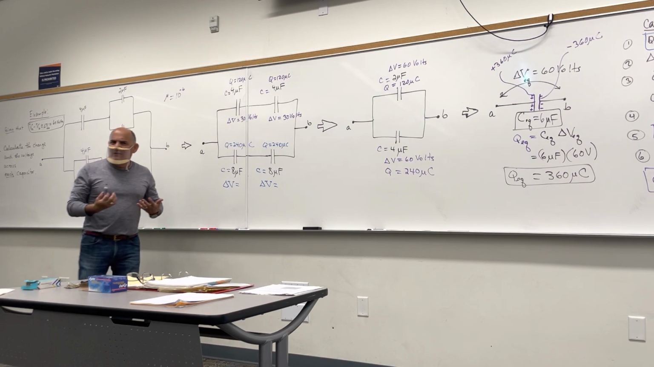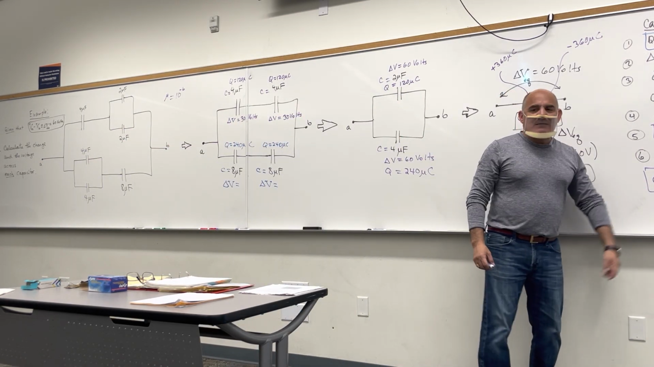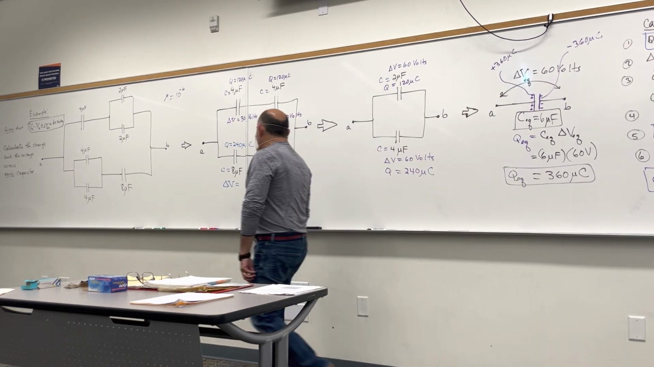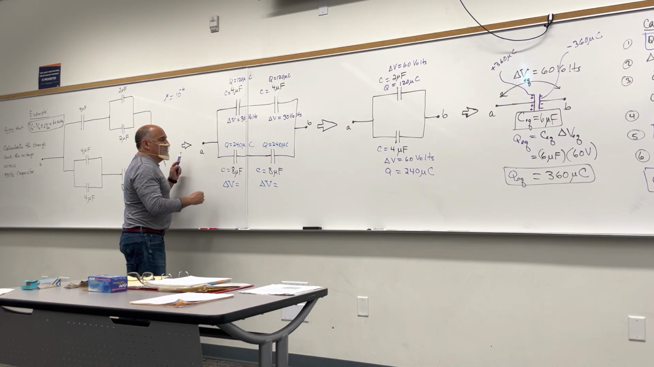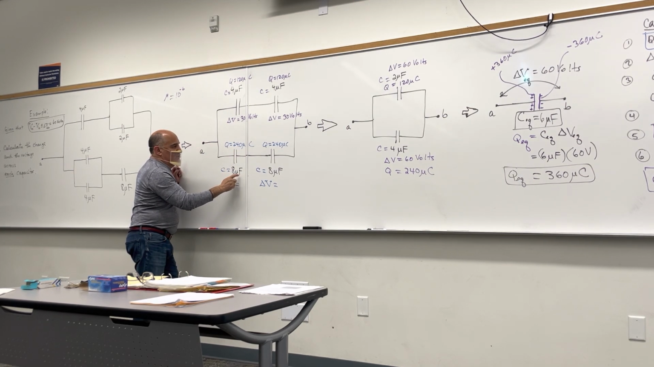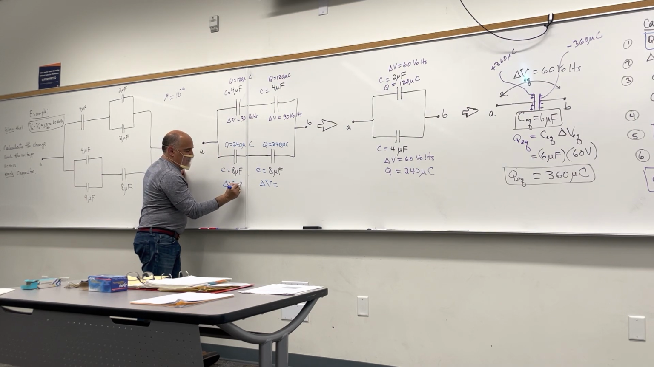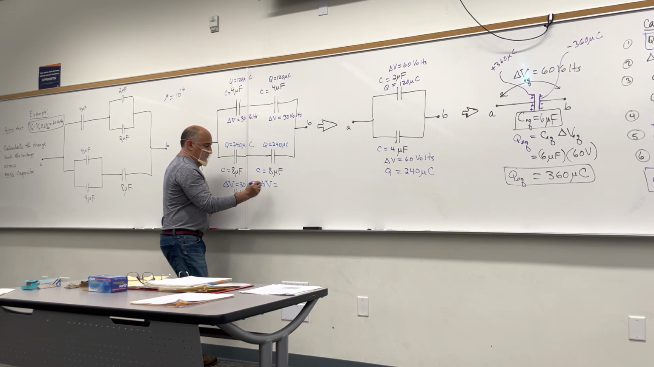And how do I find the voltage? How do I calculate the voltage if I know the charge and the capacitance? I just divide them, right? So how much is 240 microcoulombs divided by 8 microfarads? The micros cancel. What do I get? 30 volts, right? And the same for this one, right?